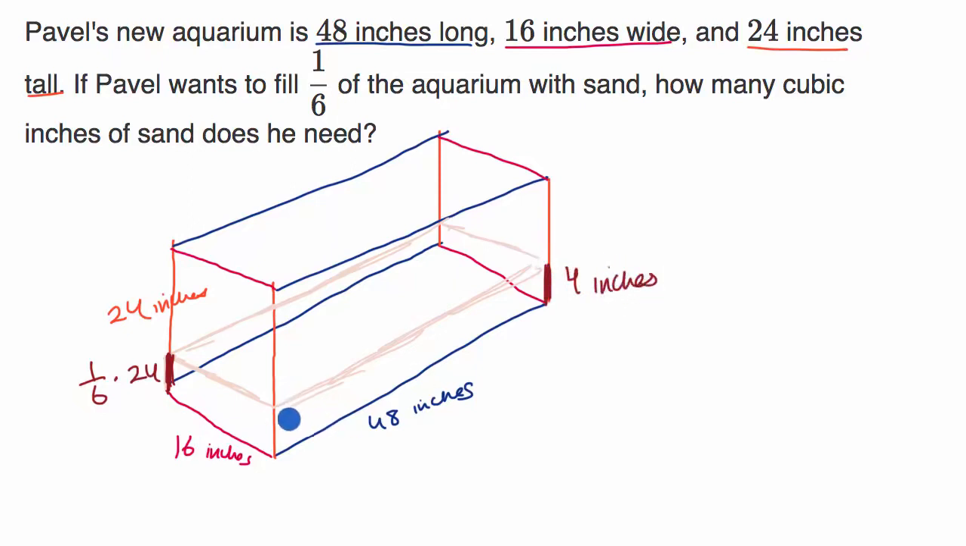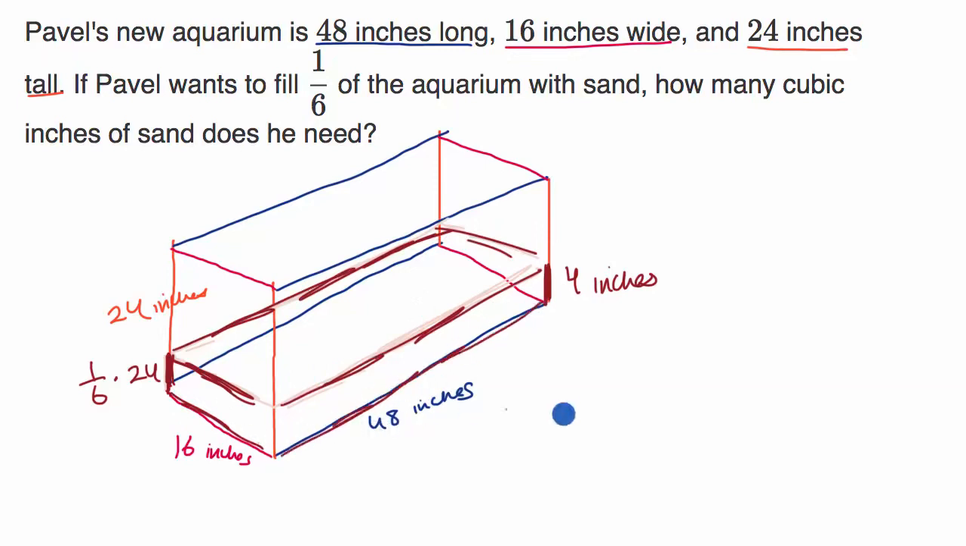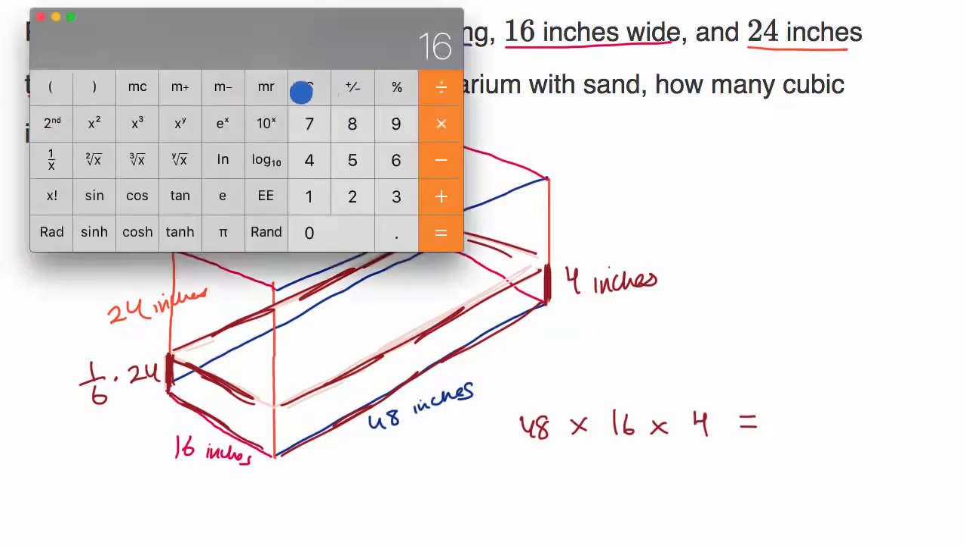And so if you want to think about the cubic inches of sand, we just think about the volume of this rectangle right over here, which is going to be 48 inches long times 16 inches wide times 4 inches high, which is going to be equal to, you could try to do that in your head or on paper, but you could also use a calculator, of course. And so we are going to get 48 times 16 times 4 is equal to 3,072 cubic inches.